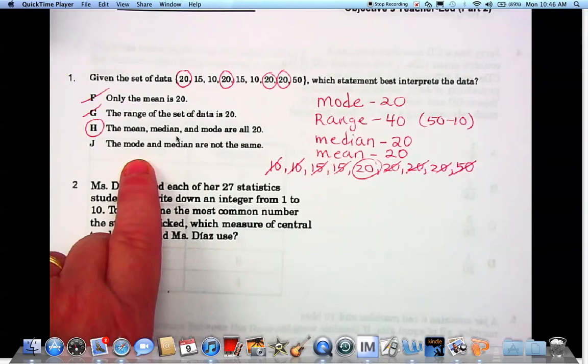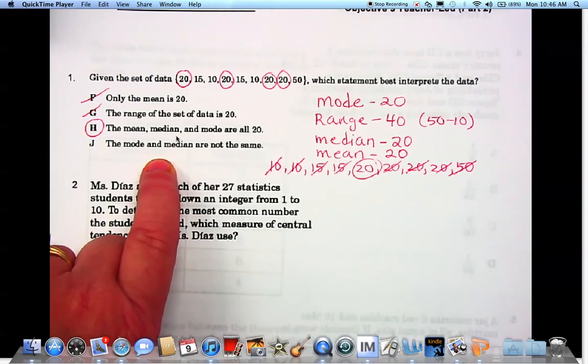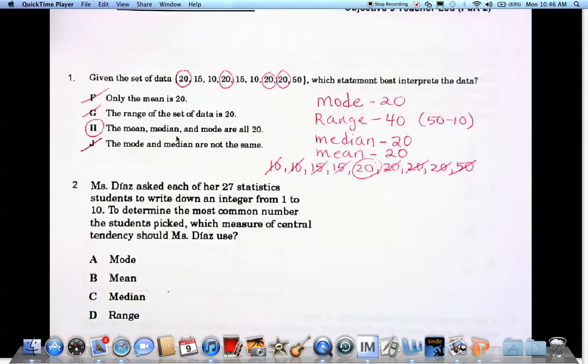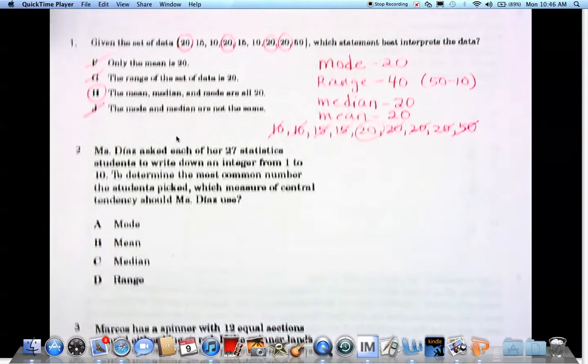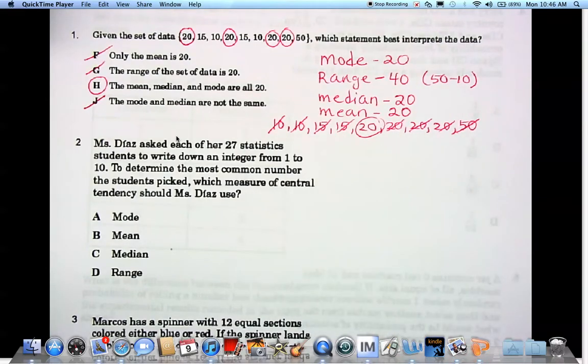And just to be sure, the mode and the median are not the same. Well, they are the same. They're both 20, aren't they? So it can't be J. Has to be H. Okay, on these mean, median, and mode, you usually have to find each one of them and compare them.